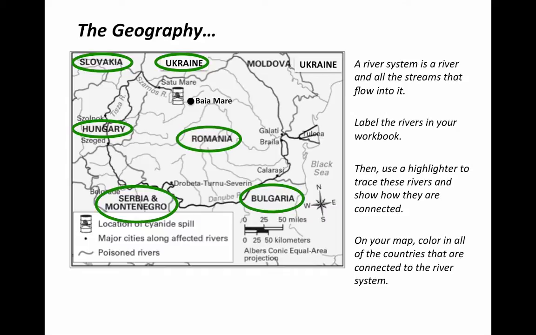So why do we care about this river system? Well, we care because about 15 years ago, there was a very big accident there that caused the whole river system to become polluted. And as we'll see, this is a strong example of transboundary pollution.